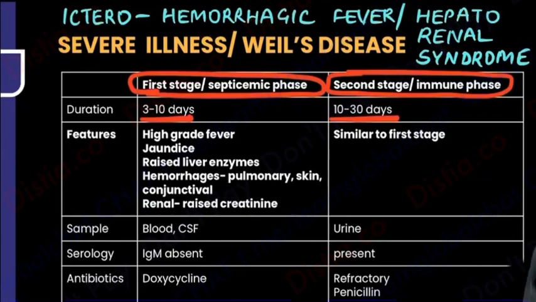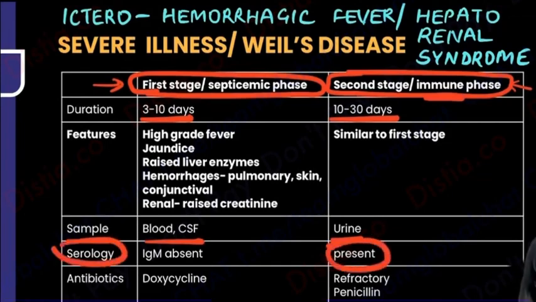So in the first stage, when it is septicemic, you will find the organism in the blood and the CSF, which are the samples to be collected, but for the later stage you will take the urine from the patient. And which of them will show you IgM? Ma'am, the immune phase is the second one. That is when you will start seeing the presence of serology. What is the treatment? In the first stage, it is going to be doxycycline, and the second stage is rather refractory, and that is when you have to go in for penicillin.